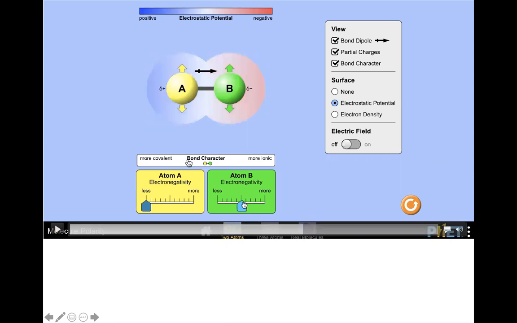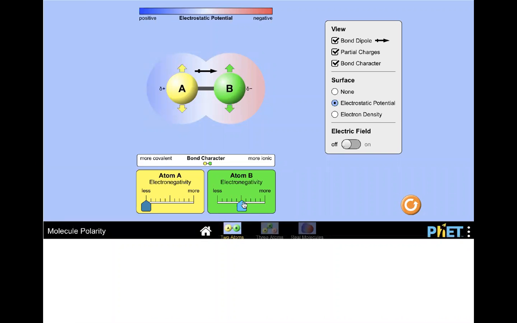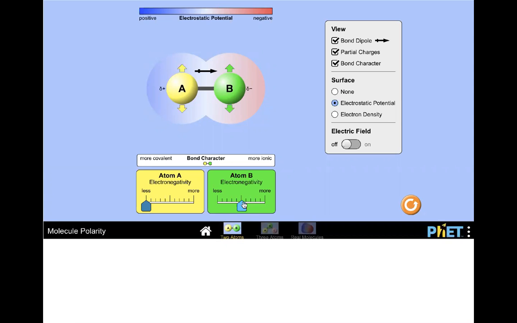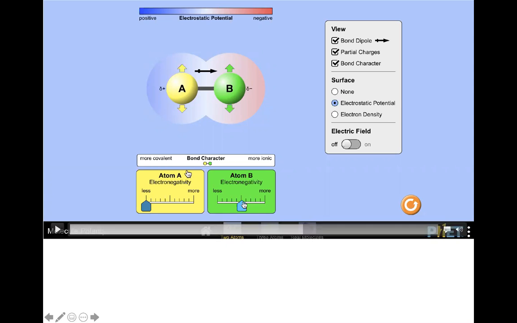This description right here, in terms of the bond character, ionic bond is when we have cations and anions. It is completely covalent when the electronegativity values are the same. When it is somewhere in between, we call that polar covalent. So we have ionic compounds, we have ones that are completely covalent. In between, we have ones that are called polar covalent.